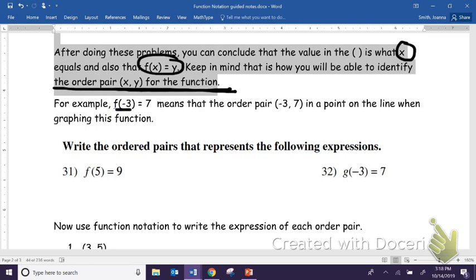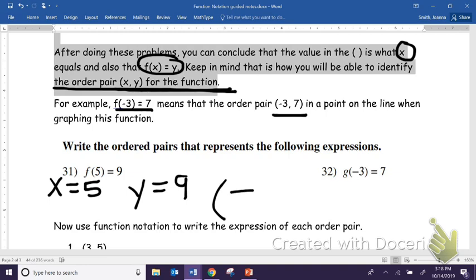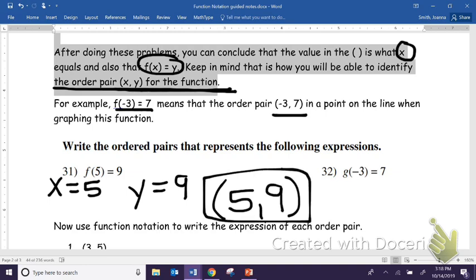If we have f of negative 3 is equal to 7, this means that you can create an ordered pair negative 3, 7. Negative 3 is my x value, 7 is my y value, and you can graph it. So as we go through and write these, I'm going to do 31, you're going to do 32. I know that my x is equal to 5, my y is equal to 9, so then I will write the ordered pair 5, 9. That is my ordered pair. It's literally fancying up an ordered pair.